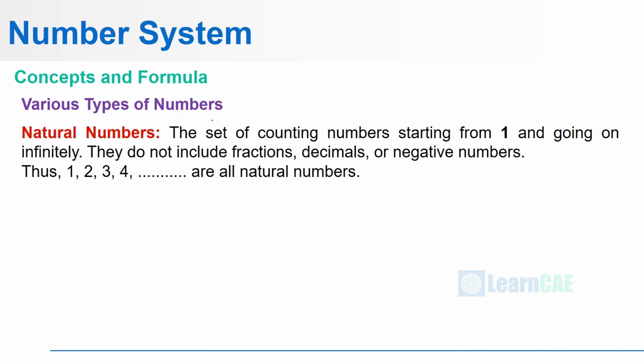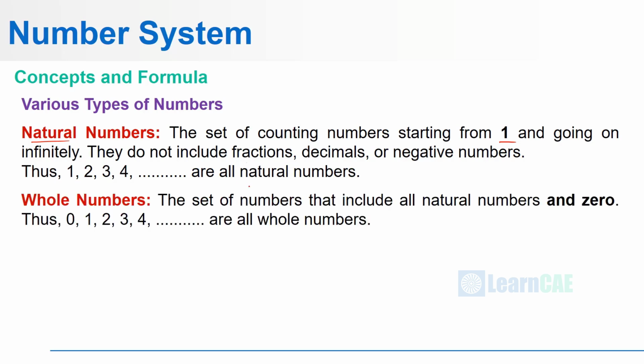Next we shall see the various types of numbers, starting with natural numbers, the commonly known one. Here, this is the set of counting numbers starting from 1 and going on infinitely. They do not include any fractions, decimals or negative numbers. For example, the numbers start from 1, 2, 3 and it goes on. These are all natural numbers.